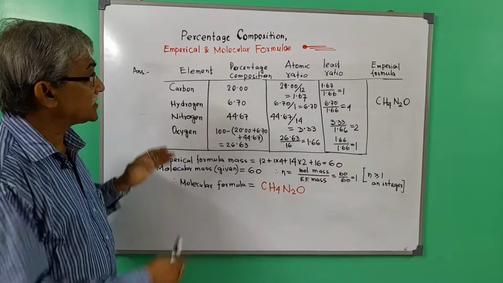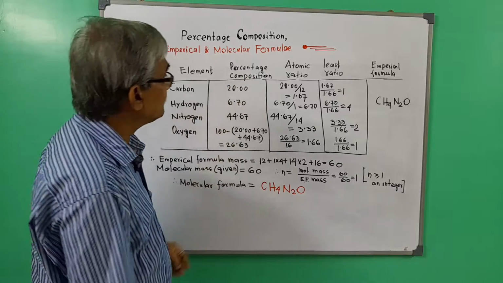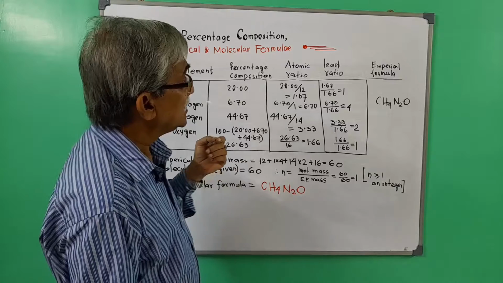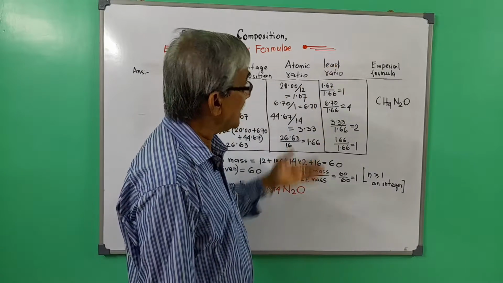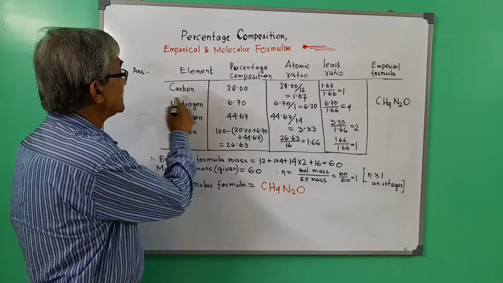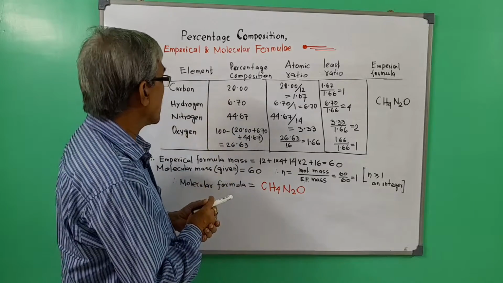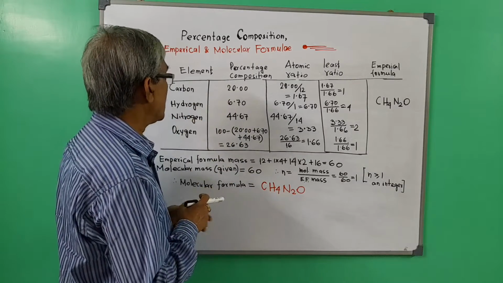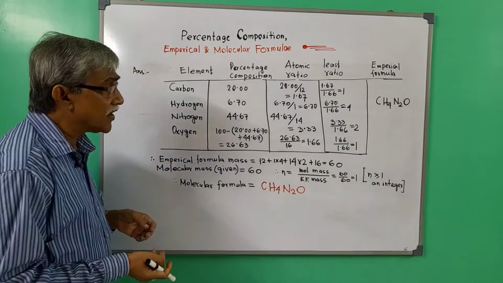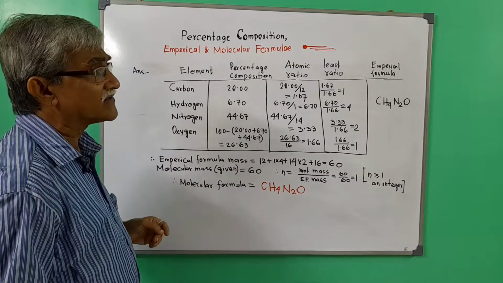First of all, we have to make a table. The first column is element, the second column is percentage composition, the third column is the atomic ratio, the next column is the simple ratio, and finally we get the empirical formula. Now the carbon given percentage composition is 20.00, hydrogen 6.70, nitrogen 46.67. The oxygen is not given, but you can find it out because the sum totally constitutes 100%.